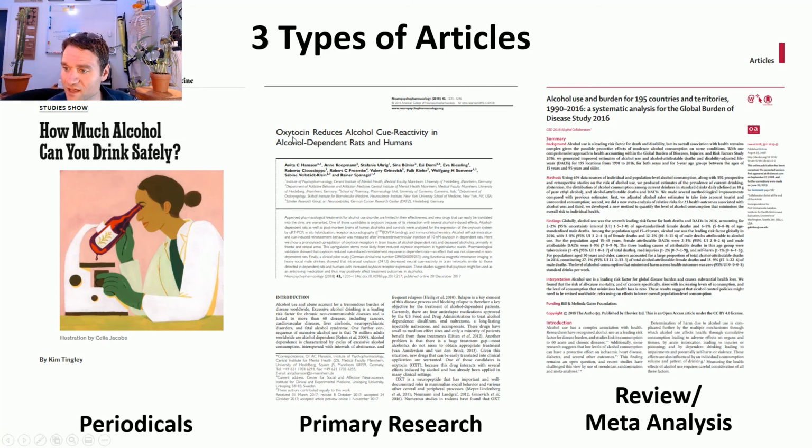What it's trying to say here is oxytocin, a neuropeptide with functions in your brain. You've probably heard about it before. It's released when you are giving someone a hug and stuff like that. It got a reputation a little while ago as a kind of good mood hormone. Oxytocin actually reduces alcohol cue reactivity in alcohol-dependent rats and humans.